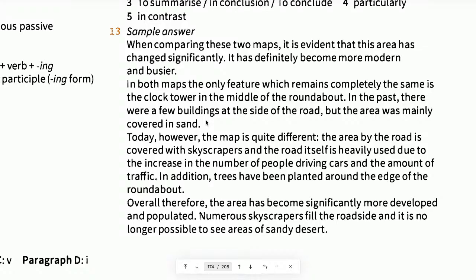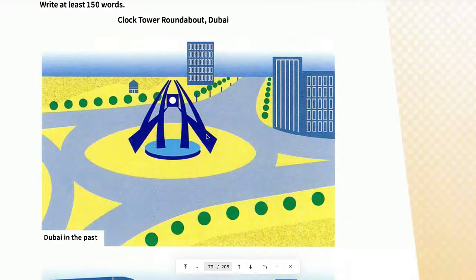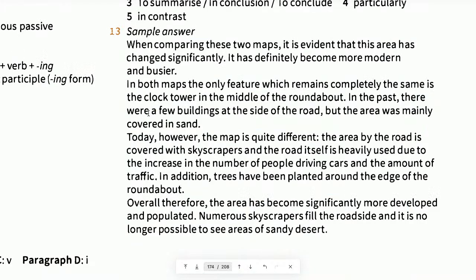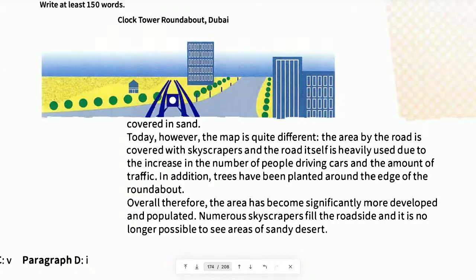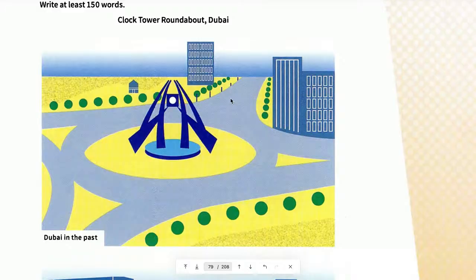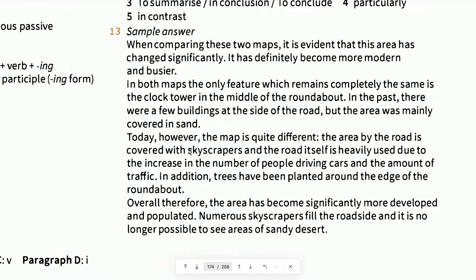All right, guys. I don't see they mention anything about all of the trees here, right? So that's a pity. They need to mention something, because here they say in the past there were a few buildings. Yes, I can see from the past map a few buildings at the side of the road. Yes, that's correct.